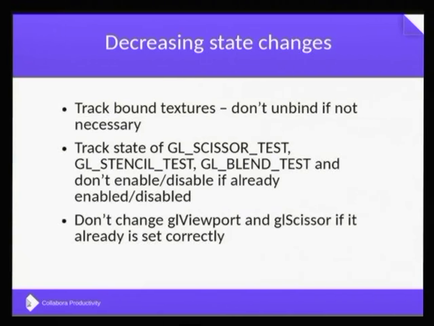So we track the state of these flags ourselves, and we don't use OpenGL to query that state. Another thing is binding the textures. You usually bind the textures to texture units, and you don't need to unbind them, but when you execute any draw that needs a texture, the texture must be bound to the specific texture unit. So generally we track which textures are bound and only rebind when necessary. Similar is also for glViewport and glScissor. Scissor is for clipping, and viewport defines the size of the surface we want to draw in.